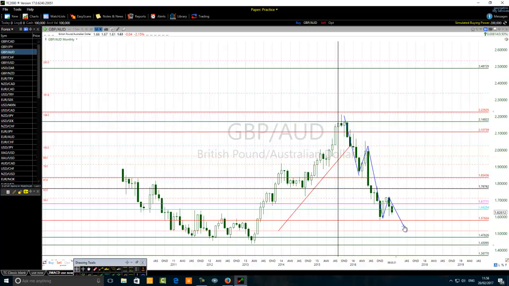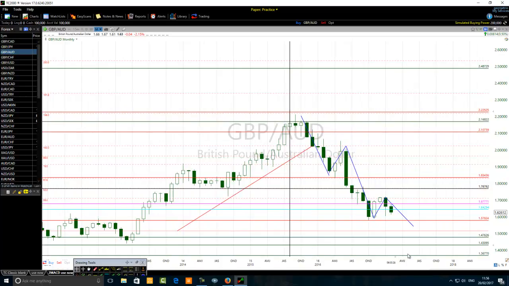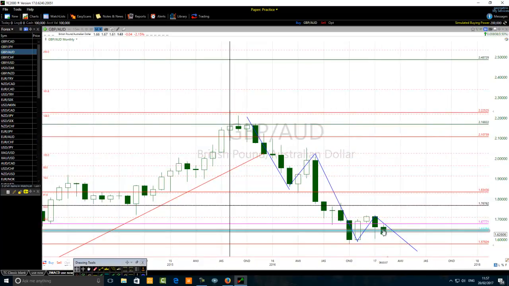Also on the monthly chart, there are two key levels that I want to highlight to traders. The first one is the first long-term equilibrium price level for the British pound Australian dollar, which is at 167.77. One should not forget that level throughout 2017, because it is one of the most influential key levels.